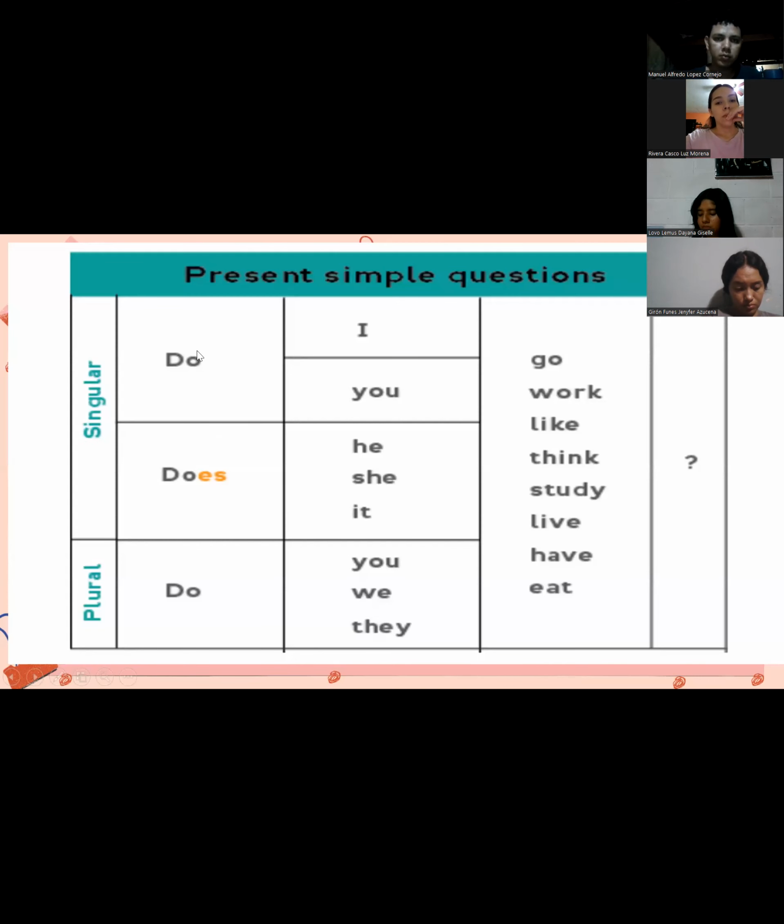Example, we have, do I go? Do you work? Does he study? Does she live? Does it have? Do you eat? Do we like? Do they work? Or do they go? Okay, so this is the structure. We use do, then we put the subject, and after the subject, we have the verb in the base form.